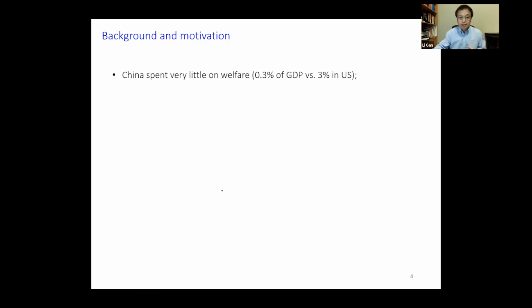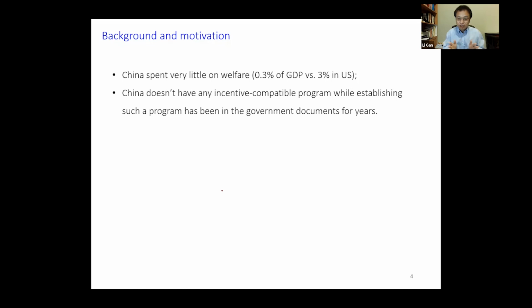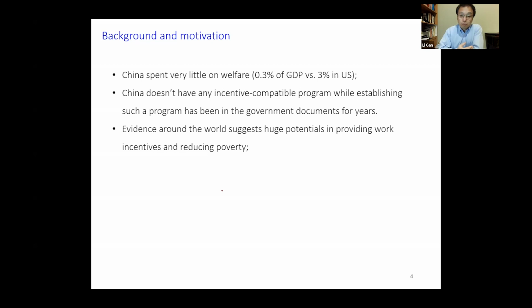So far, China has no incentive compatible programs, while government officials, including the leadership, have been talking about establishing such a program for quite many years. They recognize that some of the social welfare programs need to be incentive driven. I think evidence around the world has suggested huge potential for such a program in providing work incentives and helping the poor while not creating welfare dependence.